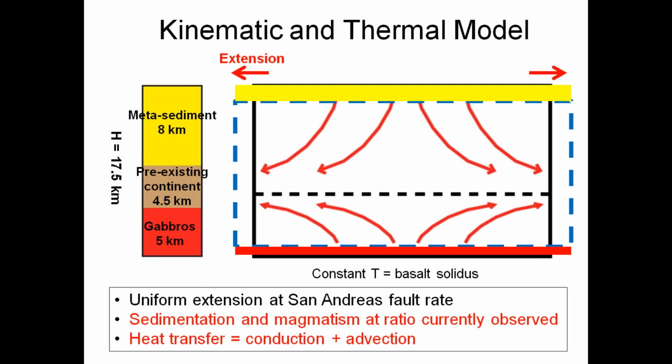In the meantime, we add sedimentation at the top in yellow, also magmatism at the bottom in red, at the ratio observed in the current seismic structure. The heat is transferred by both conduction and advection, shown by the red arrows.